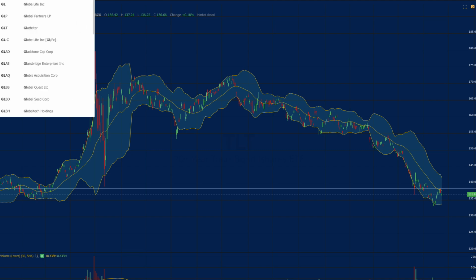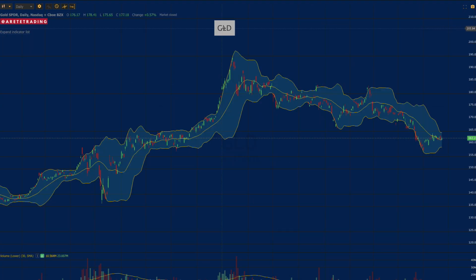I'll give you one more example. So here's GLD, and this is about as clean as you can get as an example. You can see clearly the mean. Now look what happens when you break. And you keep hitting it and hitting it.